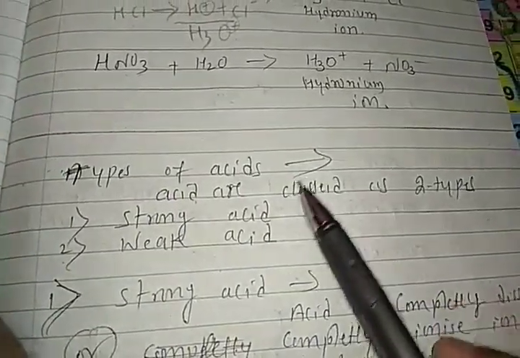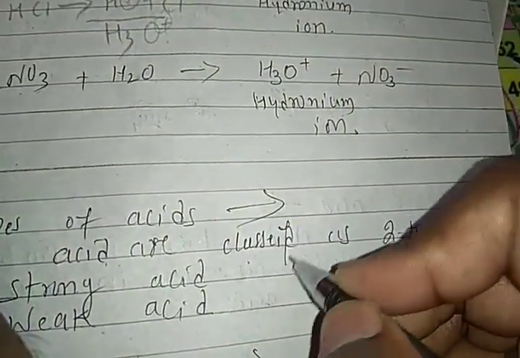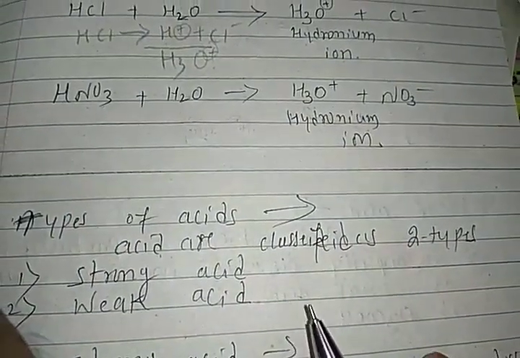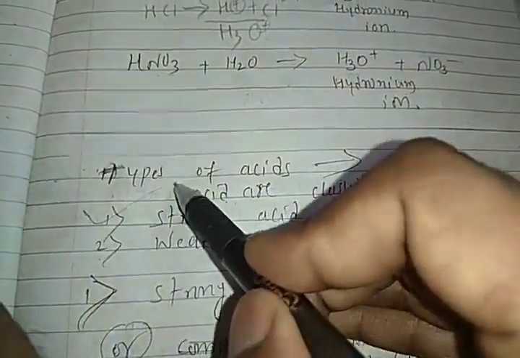Next heading is types of acids. Sorry, students, I wrote the heading wrong; the spelling is wrong here. Acids are classified into two types: strong acid and weak acid. Right, students? Let's discuss the first one: strong acid.